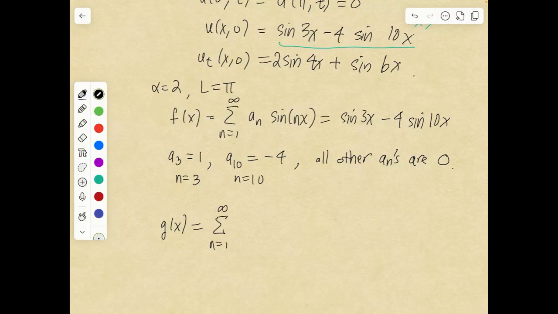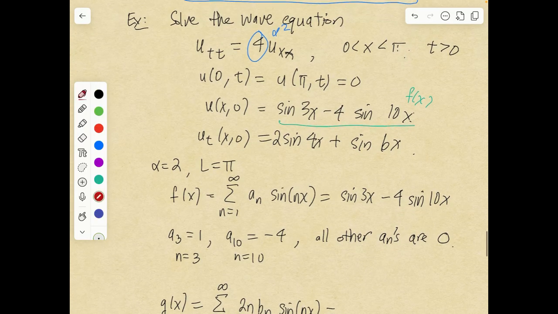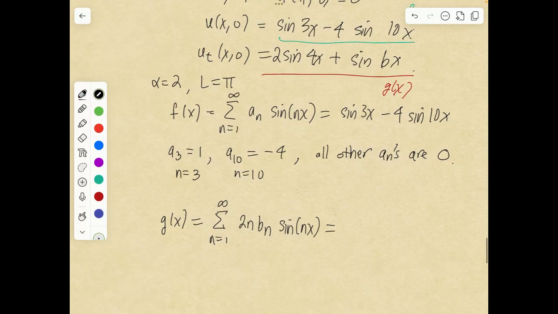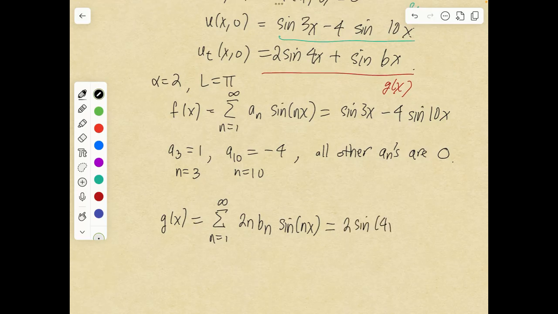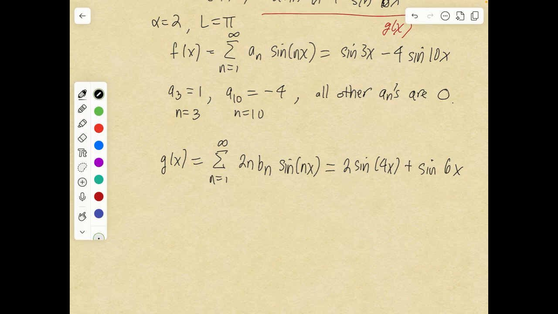Okay, what about the bn's? So a sub 3 is when n equals 3, a sub 10 is when n is 10. Well, we are given that g of x equals, so we go back to this equation and then we plug in L equals pi and alpha equals 2. So that's going to give us that g of x is the sum from n equals 1 to infinity of 2n bn sine nx. And in the problem, we're given the g of x here.